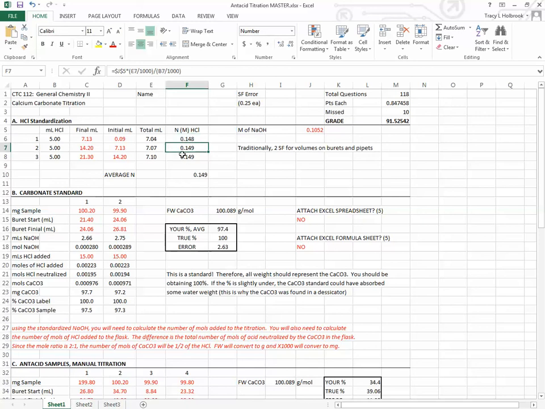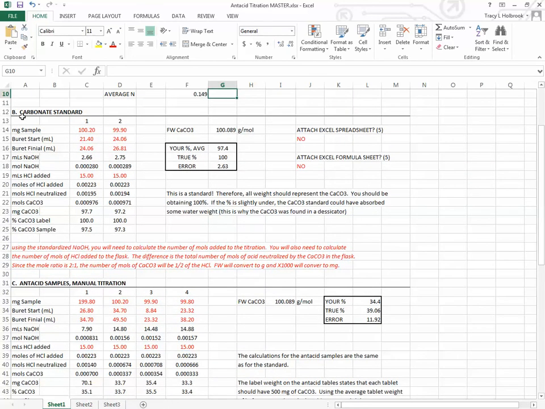So I do all 3, and then for the average, in that cell I hit equal, type average, open my parentheses, and then click and drag down the area that I want it to average, and then I hit enter. And that gives me an average molarity of hydrochloric acid of 0.149.